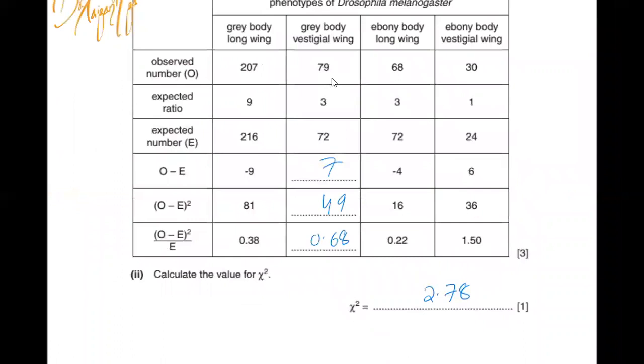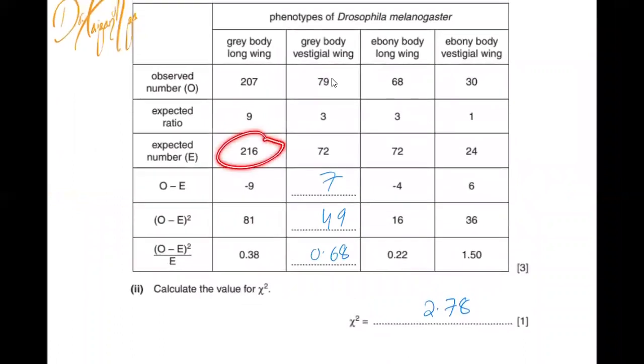And what do you mean by not significant? For example, we expected these to be 216, but they came out to be 207. Yes, the value is different, but not significantly different. Similarly, if we expected 72 here, but we got 79, again the value is different. We expected a different value, we got a different value, but is this difference significant or not? No, this difference is not significant, it's just by chance.